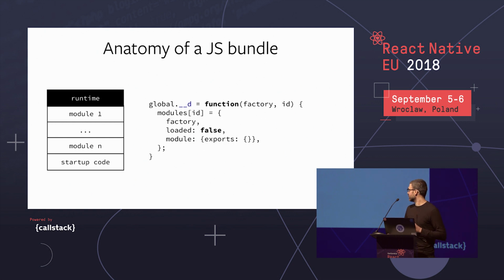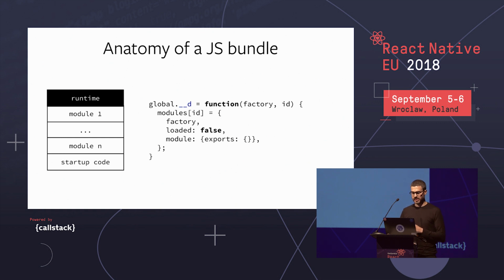Let's look at the actual code of the runtime. First, the define function. Internally, we call this __d. This is to save some bytes, because this function is going to be called for every single module in the bundle. It has a couple of arguments. The first one is the module factory. This is a closure that contains the module source code. And the second argument is the module ID, which is an identifier for the module within the bundle. This could perfectly be the module absolute path, but instead Metro uses numerical IDs. This is, again, to save some bundle size.